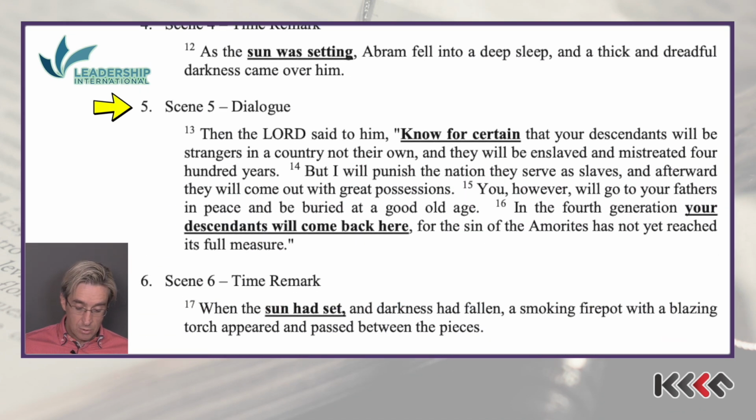Number 5, dialogue. Then the Lord said to him, know for certain that your descendants will be strangers in a country not their own, and they will be enslaved and mistreated 400 years. And so the story goes on. But I will punish the nation they served as slaves, and afterwards I will bring them out with great possessions. You, however, will go to your fathers in peace and be buried at a good old age. In the fourth generation, your descendants will come back here, for the sins of the Amorites have not reached their fullness.